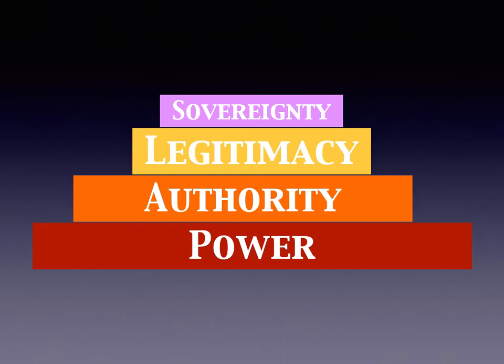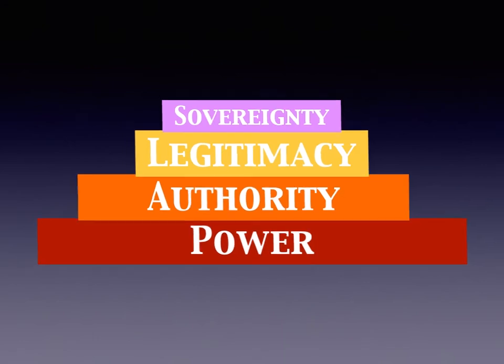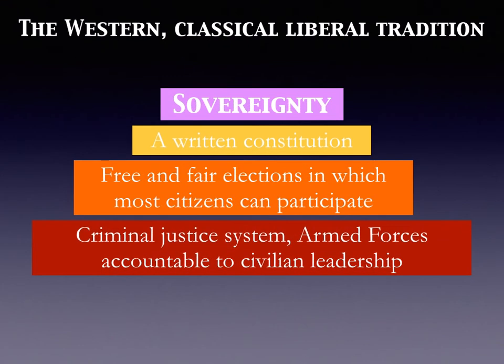If we look at the way that these building blocks are set up in the United States, or really any Western classical liberal tradition, then the level at the very bottom, power, is the criminal justice system, the armed forces that have some sort of accountability to elected leadership. The level above that, authority, they have their authority from free and fair elections in which most citizens can participate. That is a legitimate process. We've established this process through a written constitution, and sovereignty is, does the entire thing work?